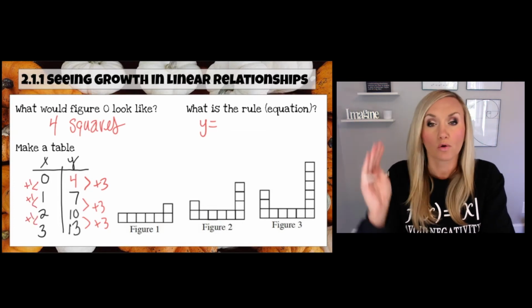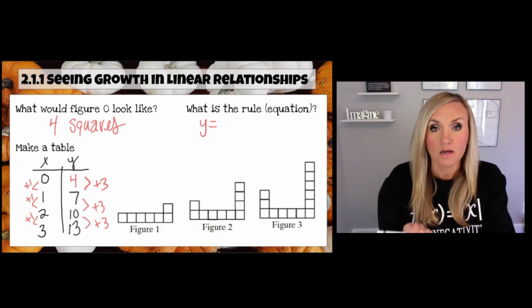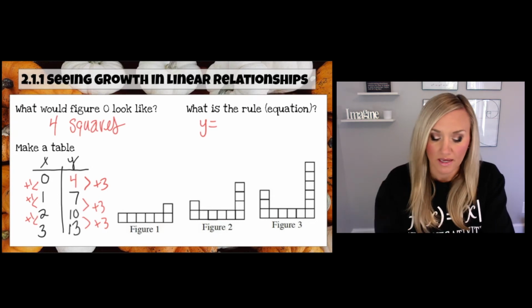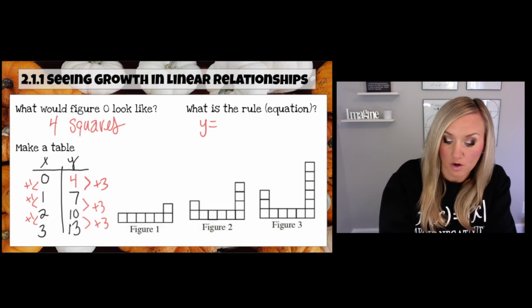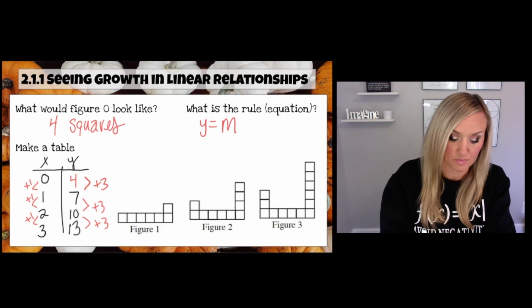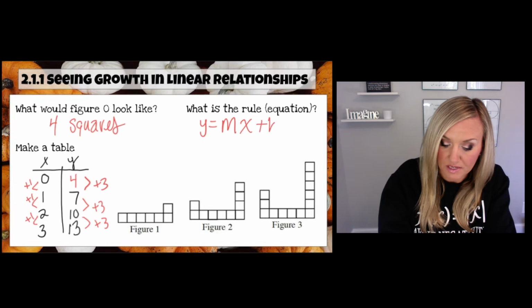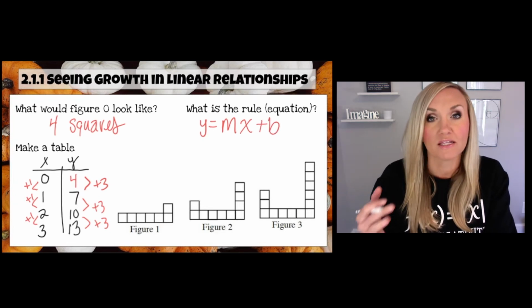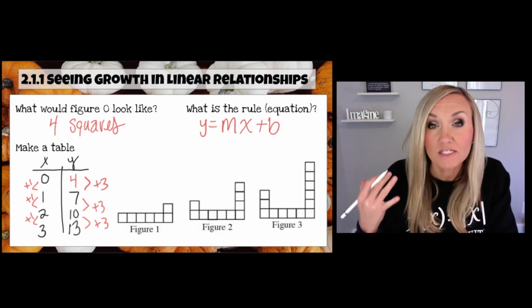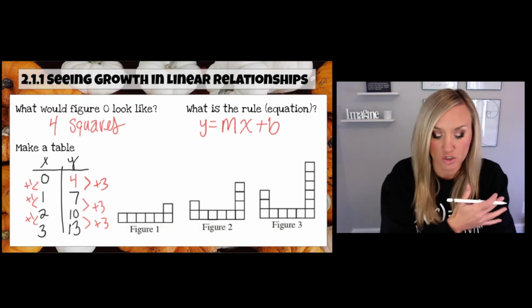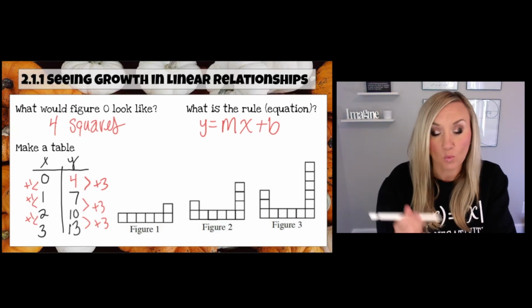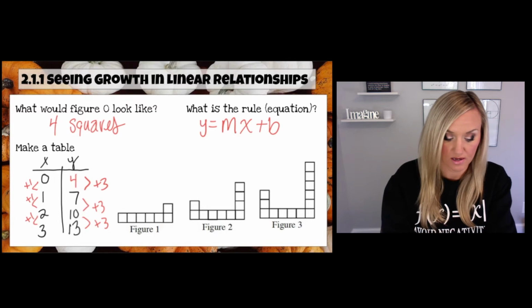So they're all growing by a constant rate, and that is going to be our slope. And so it is linear. So if it's linear, we're going to use y equals mx plus b, where m represents the slope. The slope is the change in y over the change in x. And so how is the y changing and how is the x changing?